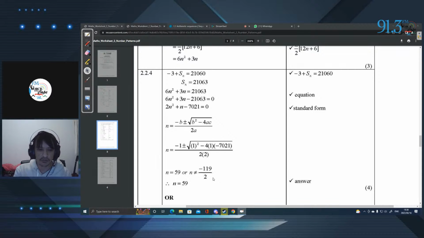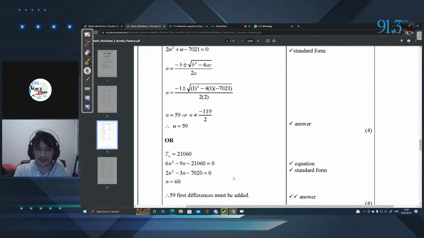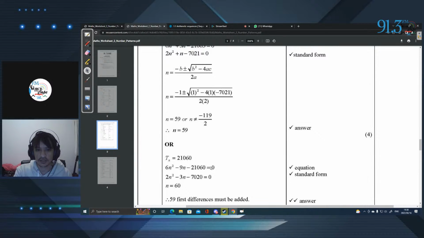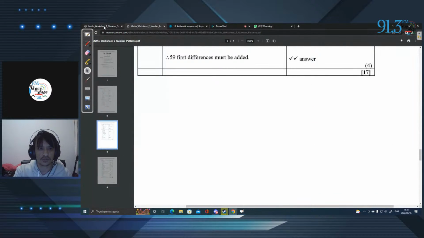Okay. So as we continue, we'll see that the nth term is the 59th term. So we find that the 59th term will give us this value of 21,063, right? And that is going to be our answer. It's really as simple as that. Not too hard at all. Now, let us go on to the next question.